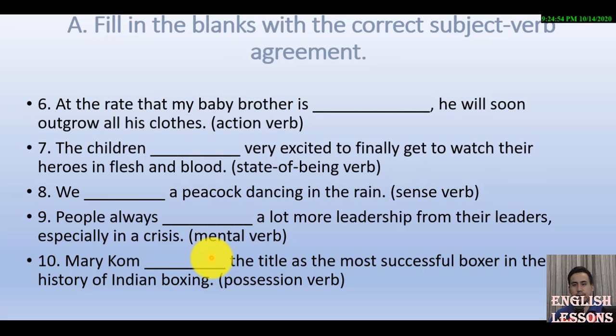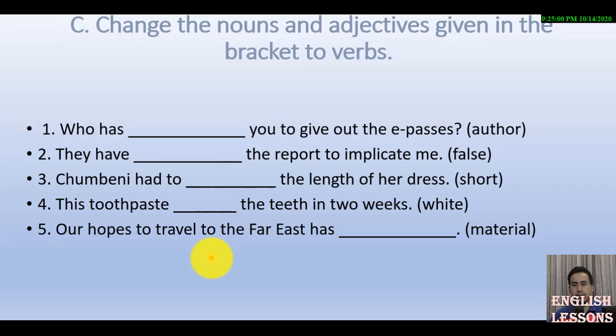Change the nouns and adjectives given in the bracket to verbs. So, who has dash you to give out the e-passes? Author. Remember, author is a noun. So with the noun, we need to change it to a verb. So here, who has authorized you to give out the e-passes? Authorized. Let me just write it down.